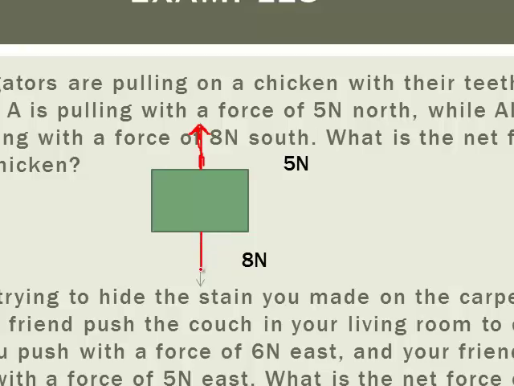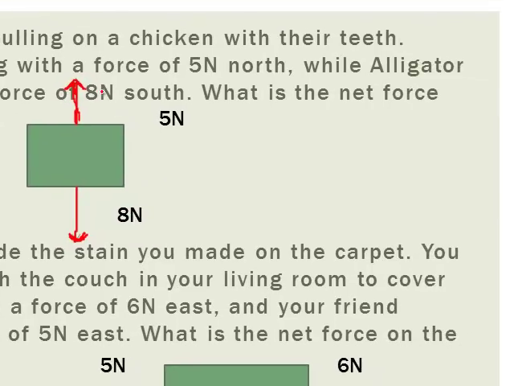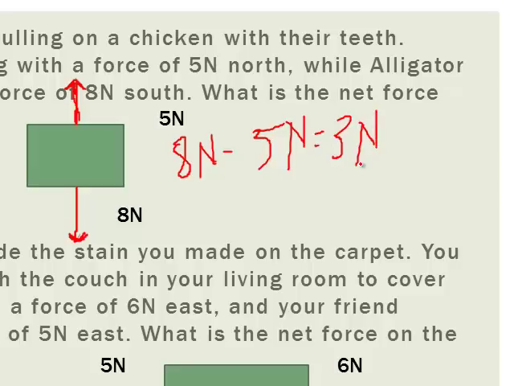If you notice, this arrow is slightly bigger than the one up here because this is a slightly bigger force. If you're trying to find the net force on the chicken, because these are going in opposite directions, you're going to subtract. So you take 8 newtons minus 5 newtons, and the resulting magnitude is 3 newtons. Then you have to think about which alligator won this tug of war. Because 8 newtons is bigger, alligator B won, and the chicken is being pulled to the south. So the overall net force on our chicken is 3 newtons south.